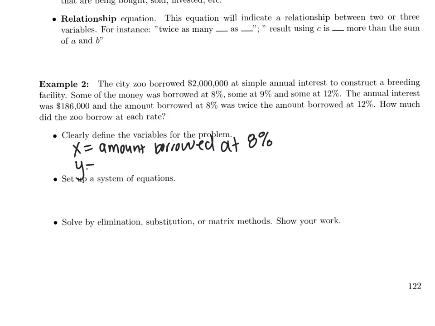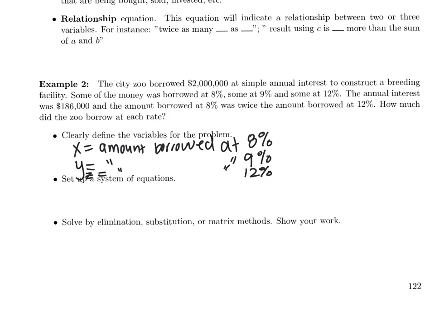Then Y is going to equal the amount borrowed at 9%. And then Z, I'm going to squish this in here. Z is equal to the amount borrowed at 12%. So don't just write down 12, 8, and 9. You need to specify, what does that 8% represent?